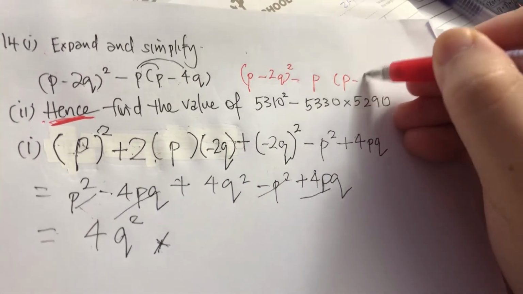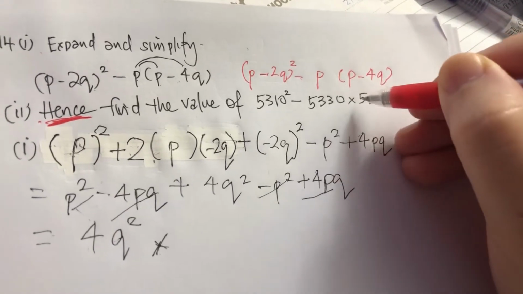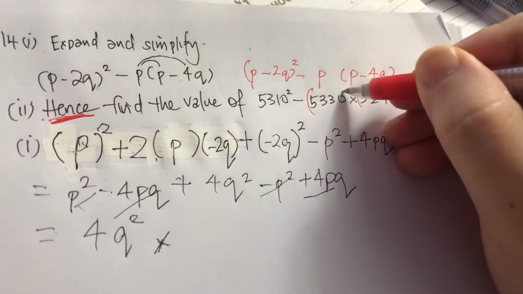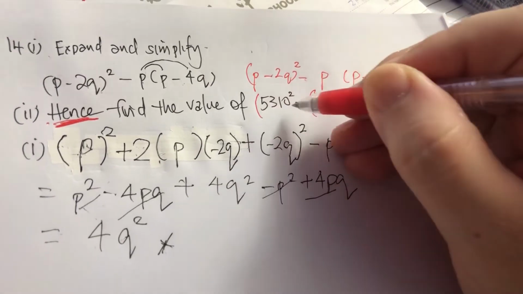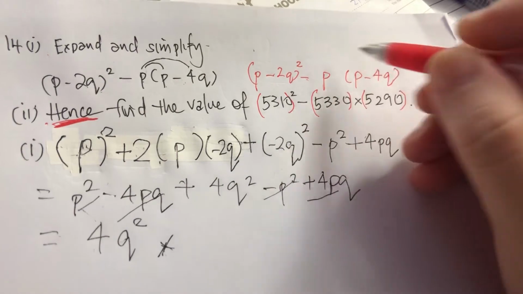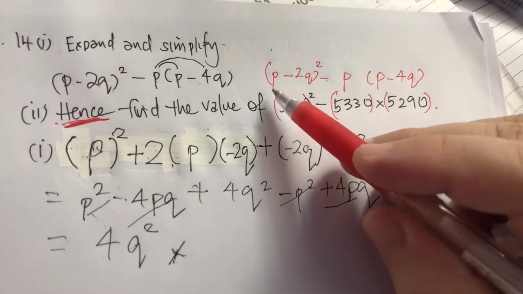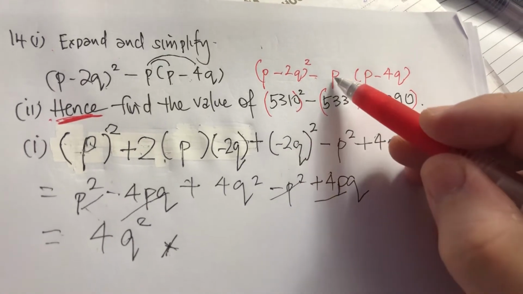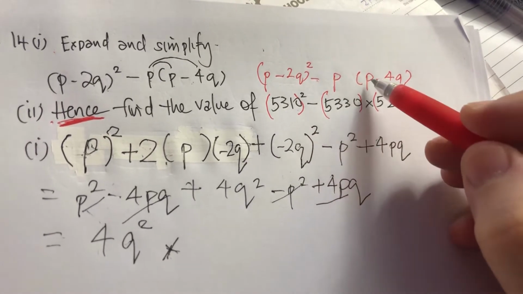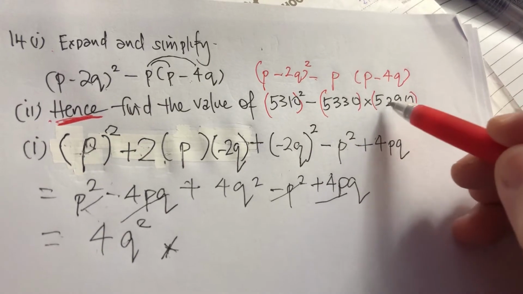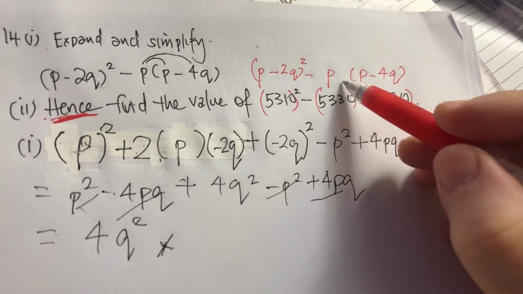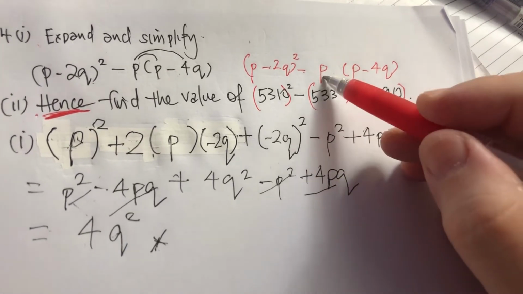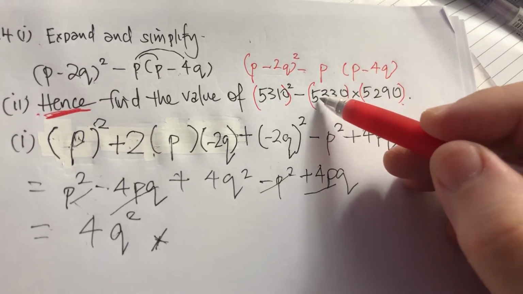Bracket means multiplication. Okay, so I can similarly put a bracket here, and I can put a bracket here, and this whole thing I can put a bracket. What this means is that P minus 2Q is equals to 5310, P equals 5330, P minus 4Q equals 5290. Alright? So the easiest thing you can do is to let P be equals to 5330.